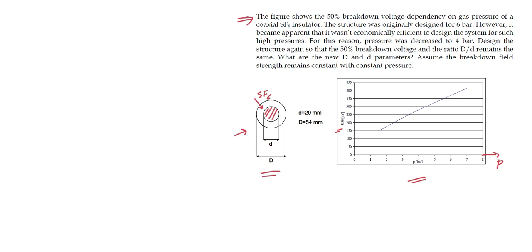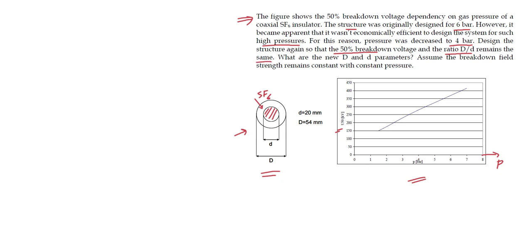The structure was originally designed for 6 bar. However, it became apparent that it wasn't economically efficient to design the system for such a high pressure. For this reason, pressure was decreased to 4 bar. Design the structure again so that the 50% breakdown voltage and the ratio D over d remain the same.